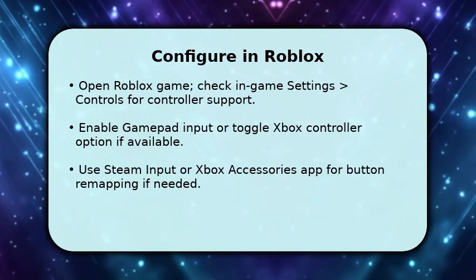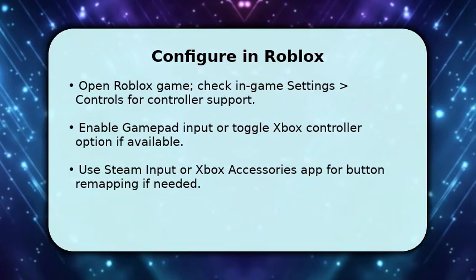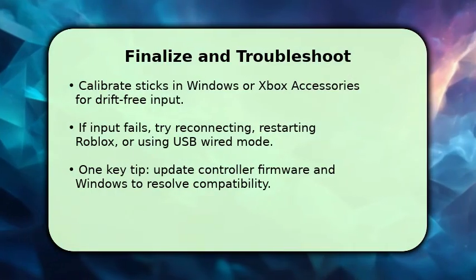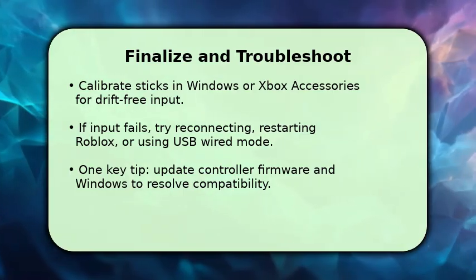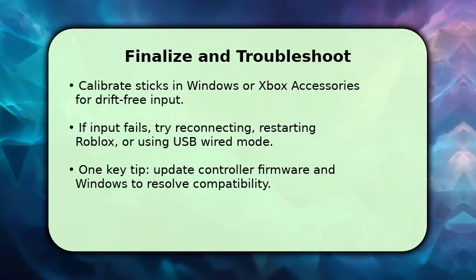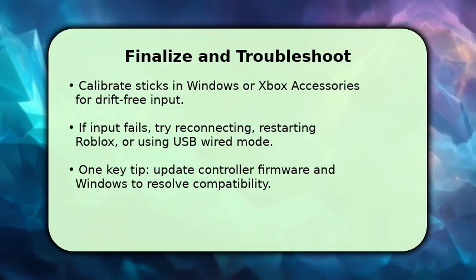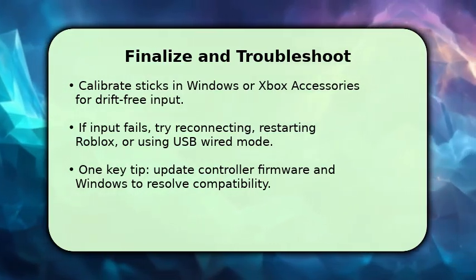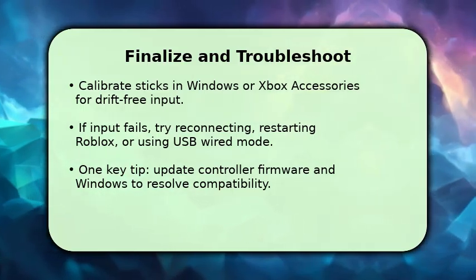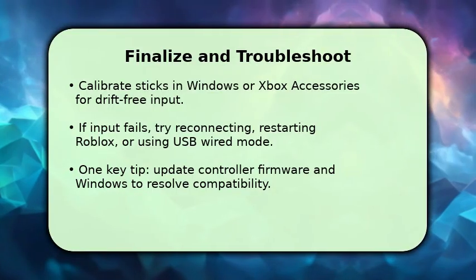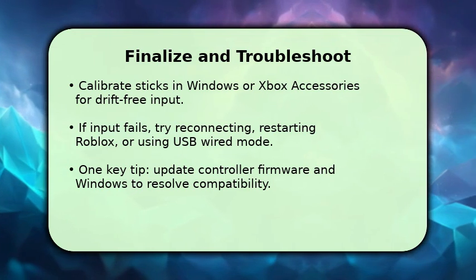You finish by calibrating and stabilizing input. Use Windows Game Controllers calibration or the Xbox Accessories app to remove drift and ensure triggers return to 0. If the controller stops responding, reconnect it, try a wired USB connection, and restart Roblox. This clears temporary HID conflicts. Make sure to update the controller firmware and Windows because outdated firmware causes button mapping errors. Follow these steps and you'll maintain consistent control.